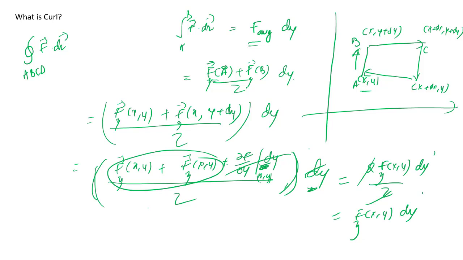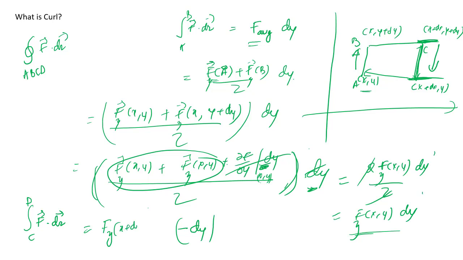For the second segment, I can write similarly. That is, let's say going from C to D. So if I'm going from C to D, I can write f dot dr going from C to D in a similar fashion, but now my coordinates are different. I'm going from x plus dx, y plus dy to x plus dx comma y, and I'm going in the opposite direction. So my net change is minus dy, right? And by the same logic, I'm going to write this as fy at x plus dx comma y, right?